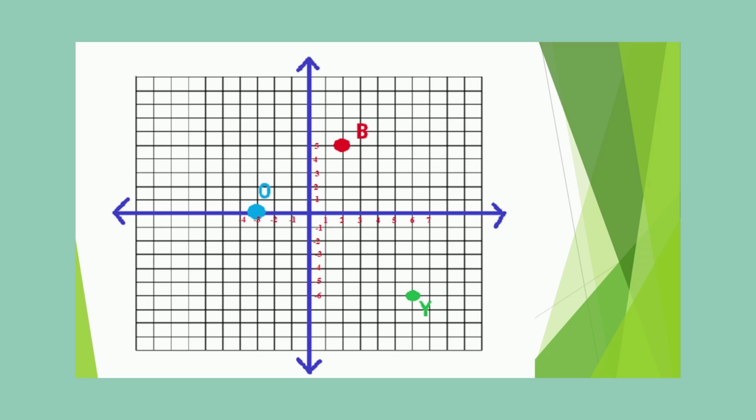Now take a look at this figure and let's try to identify the coordinates of each point. So point B is here. Let's identify the x value. It's here. That means 2 units to the right: 1, 2. So your x is 2. And your y is 1, 2, 3, 4, 5. Your y is 5. So the coordinates of point B are 2 and 5.